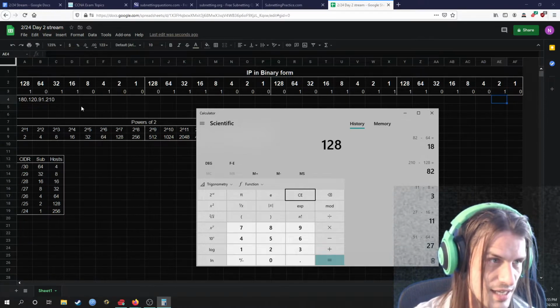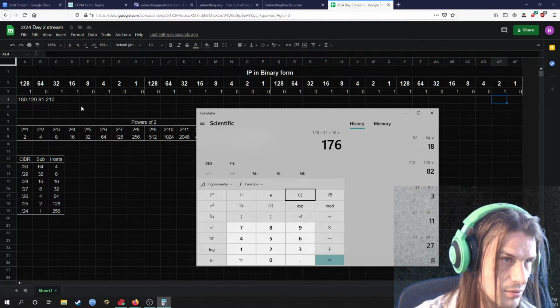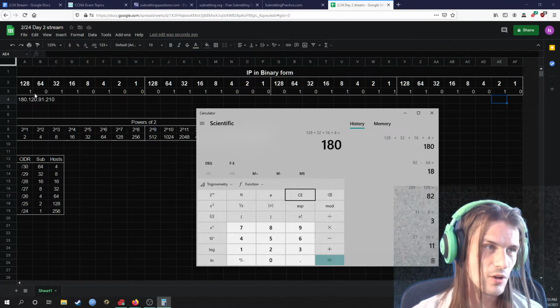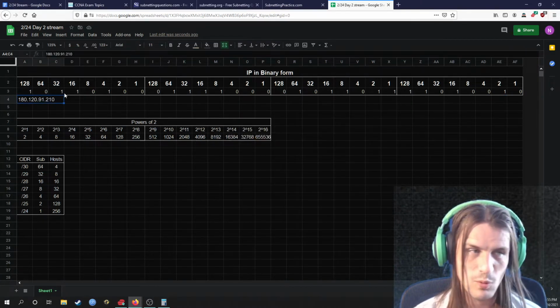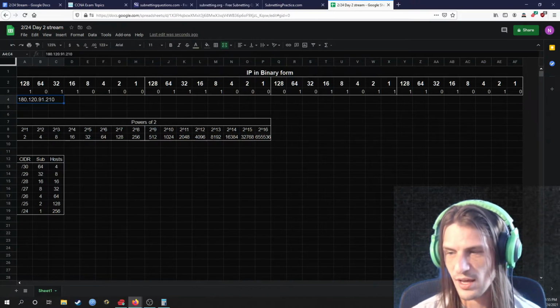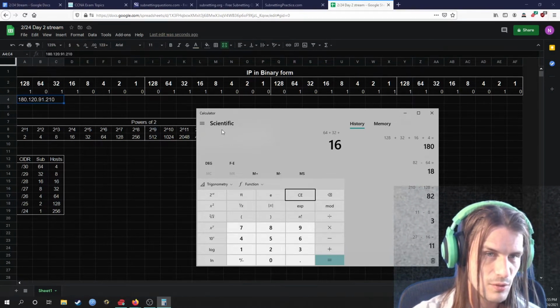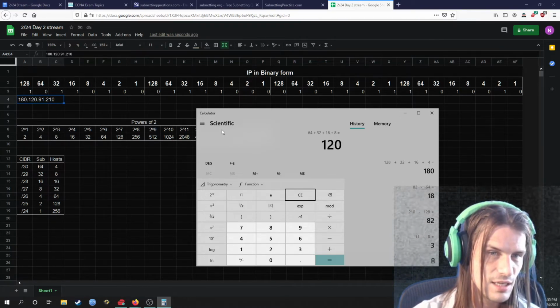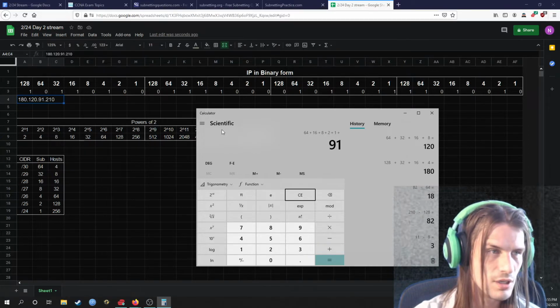So 128 is activated, plus 32, plus 16, plus 4 equals 180. All I did was add up any column with a 1 in it. That's what we want it to equal. So that's how you can check your math. Let's just make sure I did all these right. 64 plus 32 plus 16 plus 8, 120. That's correct. All right, the next one needs to be 91. 64 plus 16 plus 8 plus 2 plus 1, 91.